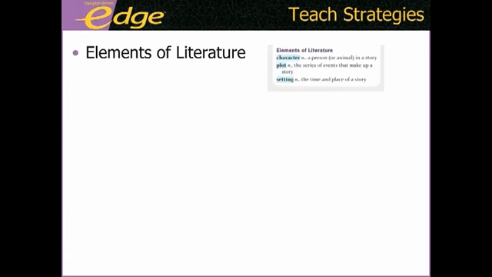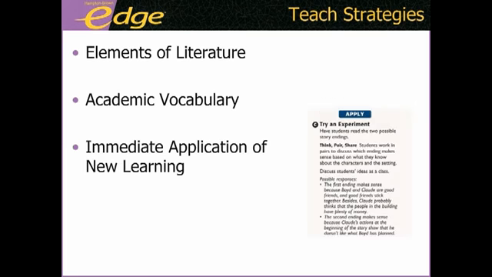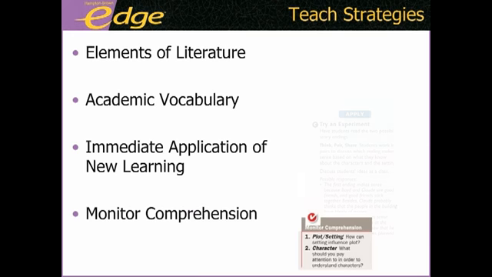As you studied the instruction, did you notice on-page supports for students including definitions of elements of literature and academic vocabulary? It's always important to offer opportunities to put new learning into practice immediately. In Try and Experiment, students have that opportunity. This is also tied directly to the essential question. To help students check their own progress before moving on to the reading selection, the monitored comprehension support is built into the student book.